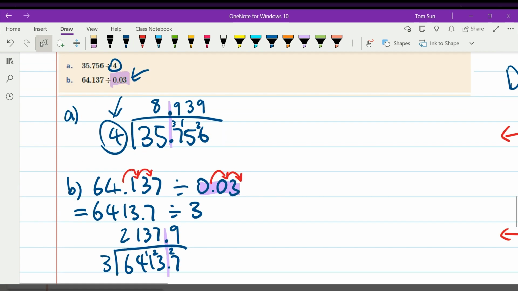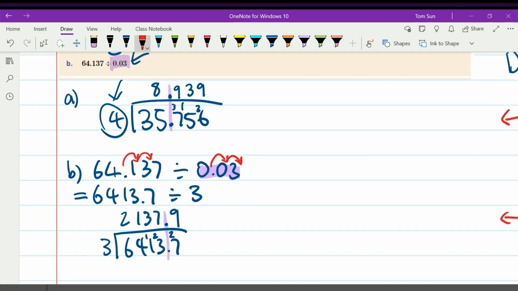And we've just done this problem very straightforwardly, just like the way we did it before, except this time, if the divisor is not a whole number, you move the decimal points on both numbers at the same rate in order to get the problem that you need. Hopefully this helps. Give it a go and see how you go.